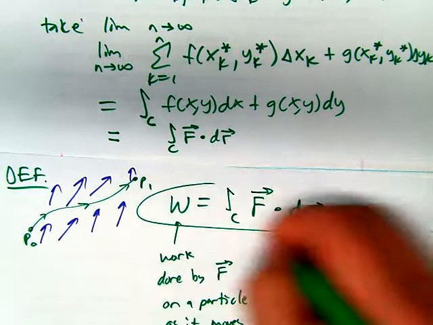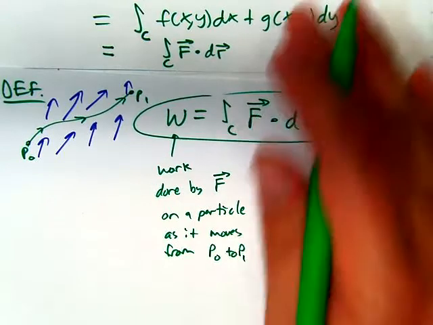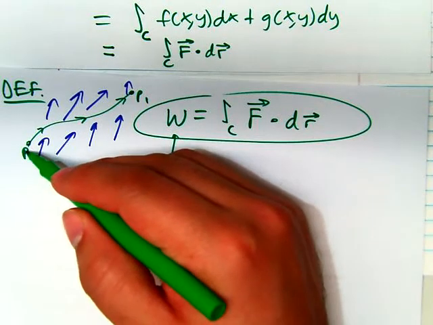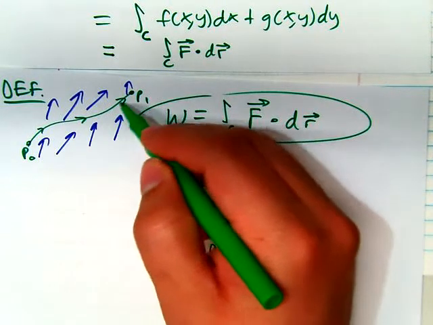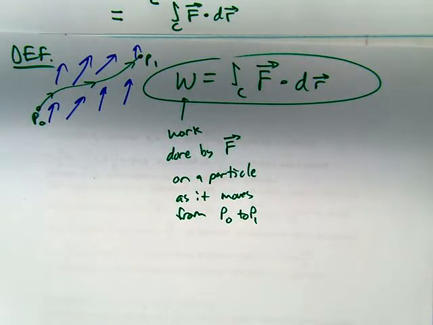So there's your meaning. The line integral of a vector field actually represents the work done by the vector field in moving a particle from one point to the other. Okay, it's pretty neat. And we'll do a couple of examples, and then we'll be done.